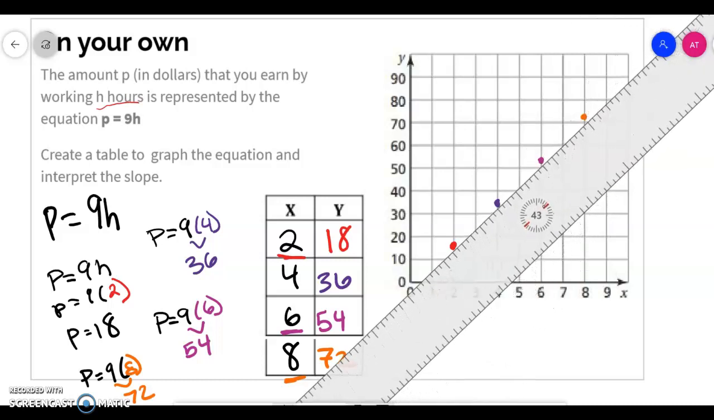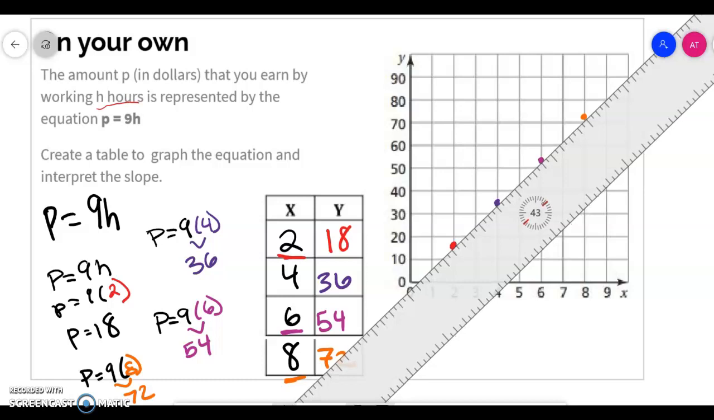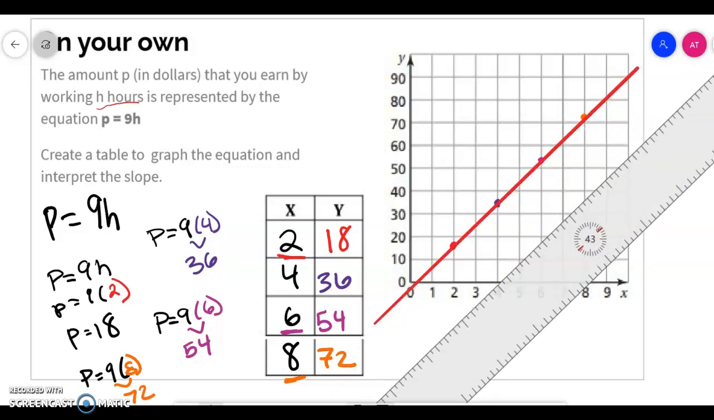Now I'm going to take my straight edge, and I'm going to draw my line. Wow, look at that. Look how straight that line is. How exciting. Now that we have graphed it, make sure you draw the ends, right? And now you are ready to complete your next checkpoint.